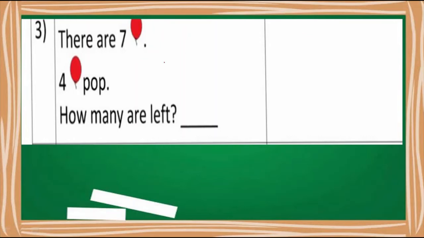First of all, we have to write the number of things we are having, which is 7. Then put the subtraction sign. How many balloons pop up? 4. Write it down just below the number given first. Okay. Now count this sum. By subtracting 4 from 7, we get 3. 7 minus 4 is equal to 3. So we can say that 3 balloons are left.